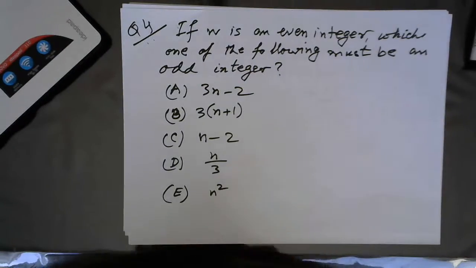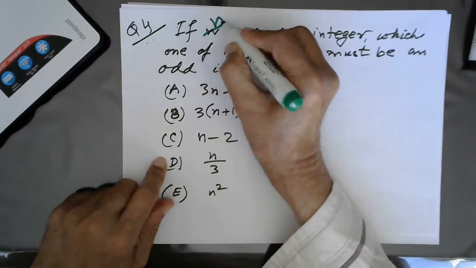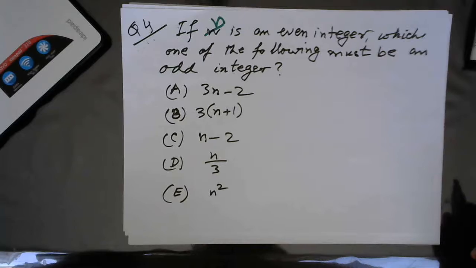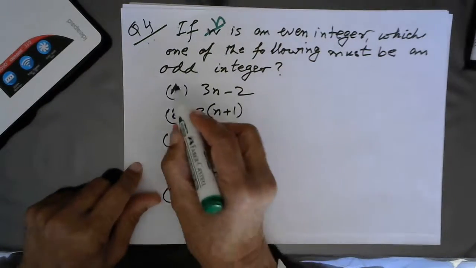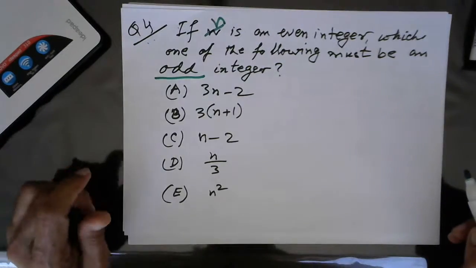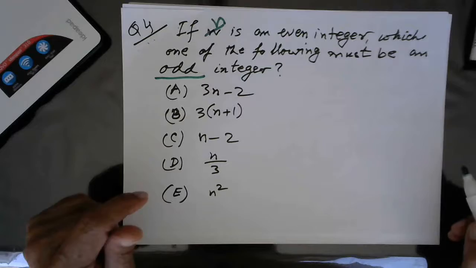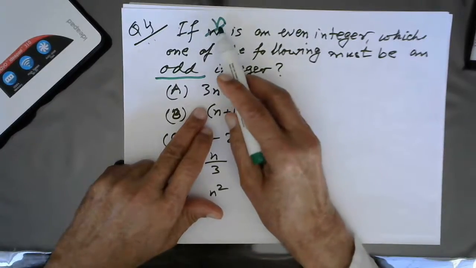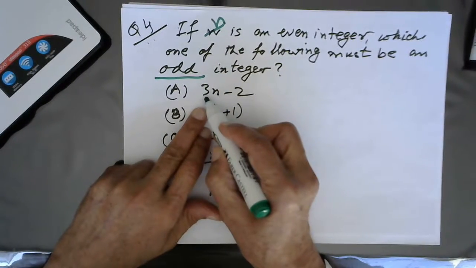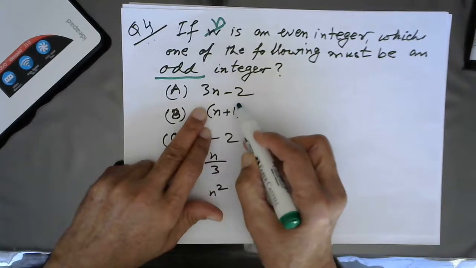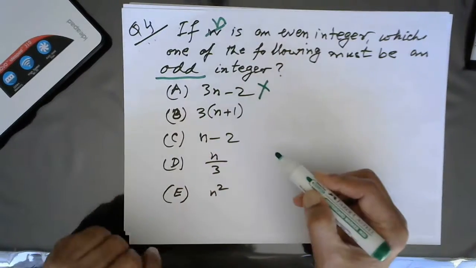Now, this is by the way n. If n is an even number, even integer, which one of the following must be an odd integer? Okay, now let us look at each one of them in turn. Because n is even, 3n is also even, and 3n minus 2 is also even. So we reject this.